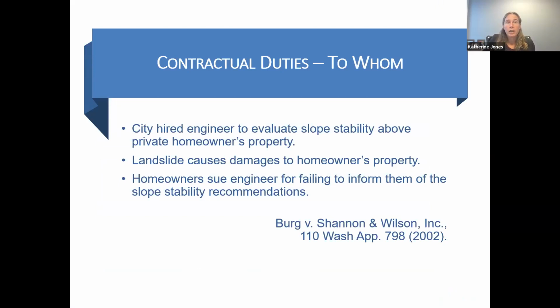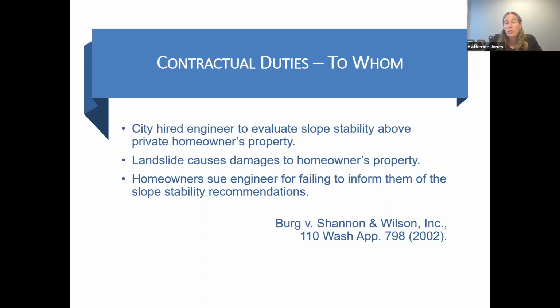How does this look in real life? As we go through the slides today, we're going to talk about a number of cases so that you get a feel for how these issues are applied in actual legal cases. This is not an Illinois case. This is a Washington case, but I think it illustrates the point in a really good way.